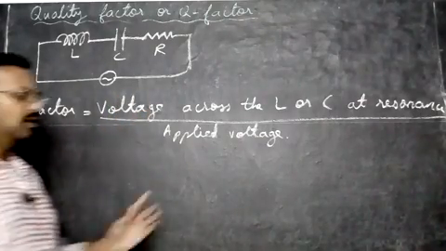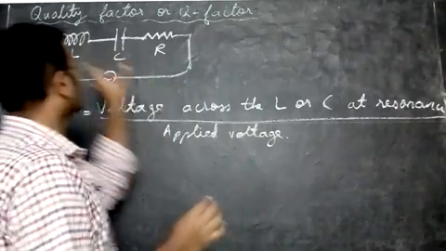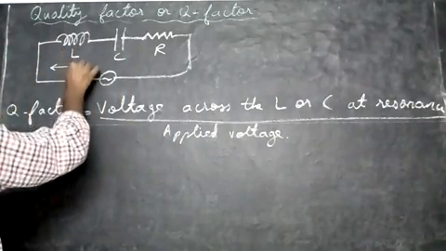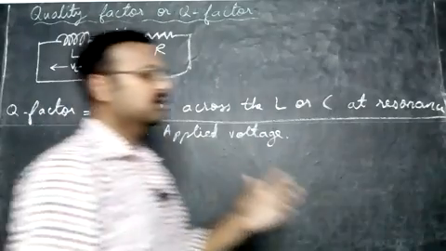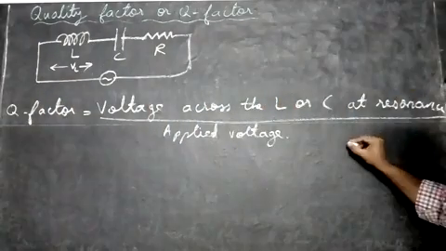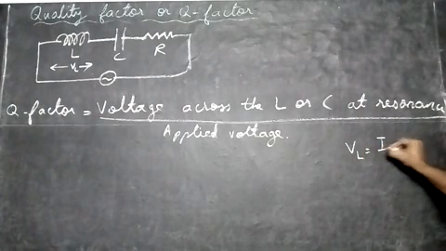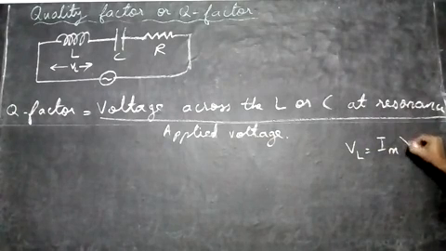Now I'll take only the inductor. Let's imagine that we take only the inductor. We want to find the voltage across the inductor, that is VL, which we learnt already. VL is equal to, using Ohm's law, IM into XL.